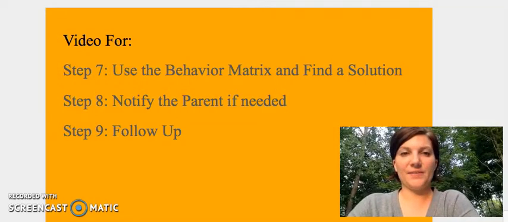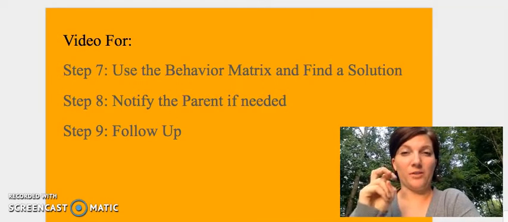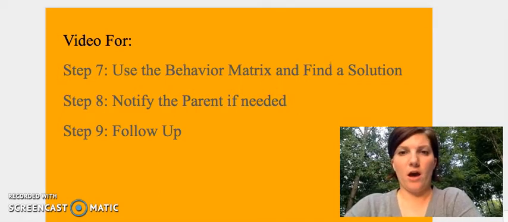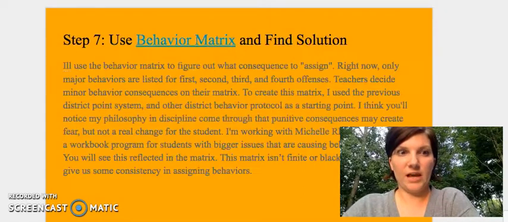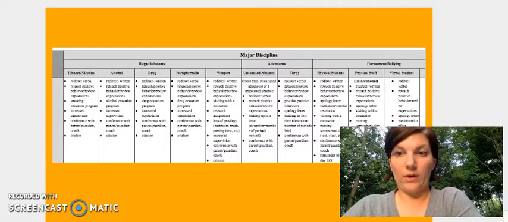Hello. This next video is on using something called a behavior matrix, which I will do to find solutions to problems. It will go through notifying parents if needed and then following up. So the major one of these steps is step 7, which is using a behavior matrix, which again is linked here. If you click this, you can see it. Otherwise, there's just a quick glimpse of it on the next slide here.